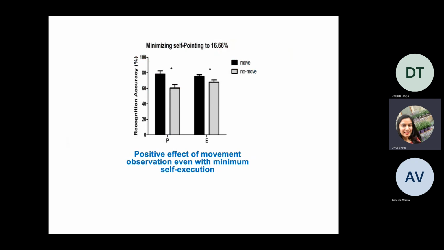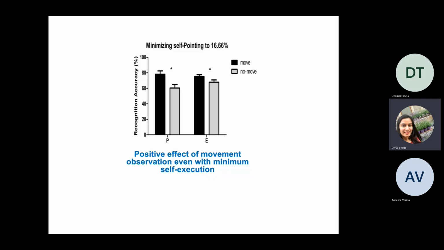But the conditions that we had so far were a 50-50% involvement. So we wanted to see how much involvement from the participant side is important to have this effect. So we reduced the participants' involvement in action execution as much as we could.